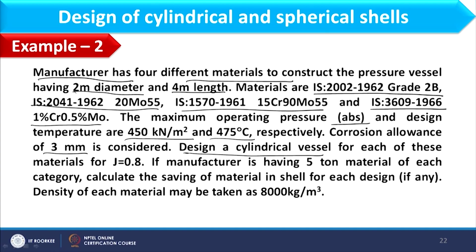In this problem we need to design a cylindrical vessel where J factor is given as 0.8, and the manufacturer is having 5 ton material of each category. Calculate the saving of material in shell for each design. Density for each material we have considered as constant, and that is 8000 kg per meter cube. So, in that case what we need to find is the saving in each material.